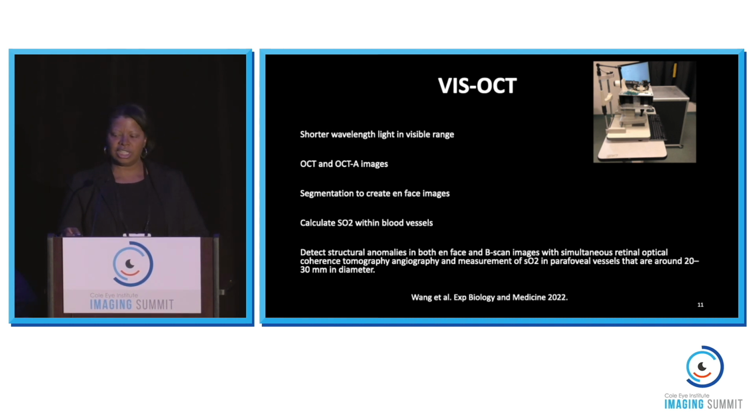You can produce OCT and OCTA images, segment those images and the vessels within the images to create en face images, and saturation of oxygen can be calculated within the vessels. There's quite a bit of post-procedure processing that goes on even after the image acquisition. But we detect structural abnormalities in both the en face and B-scan image and simultaneously get an OCT and an OCTA scan. We're doing this more and more in the smaller vessels, and after the images are acquired, we're able to extract the oxygen saturation. I'll give you an example of what these images look like.